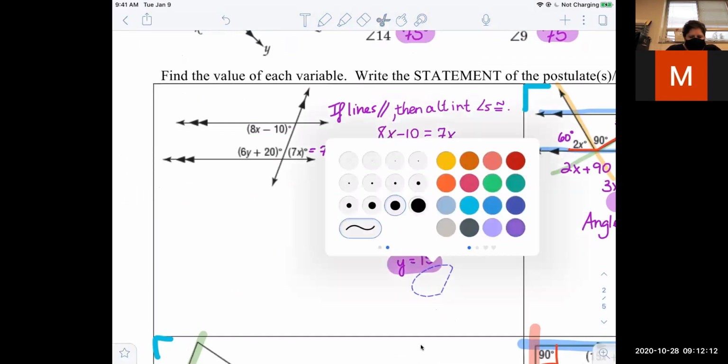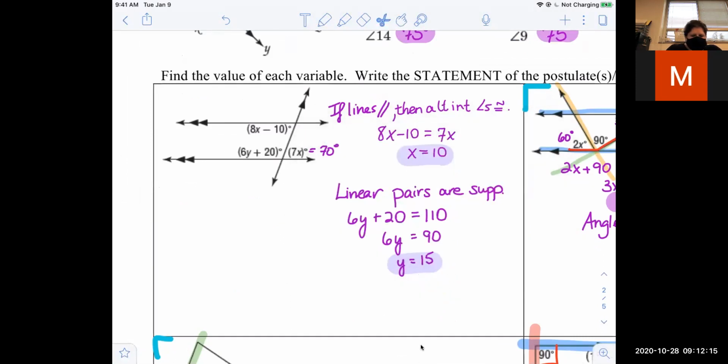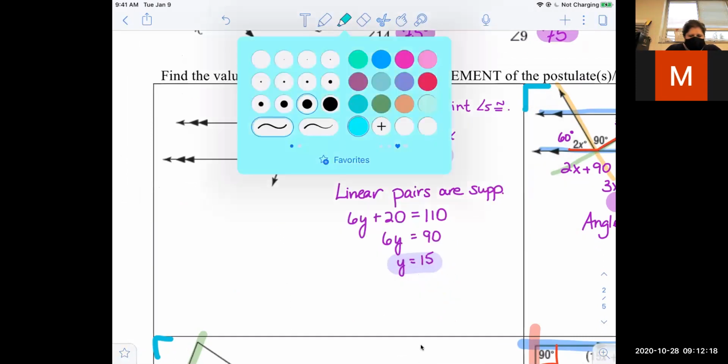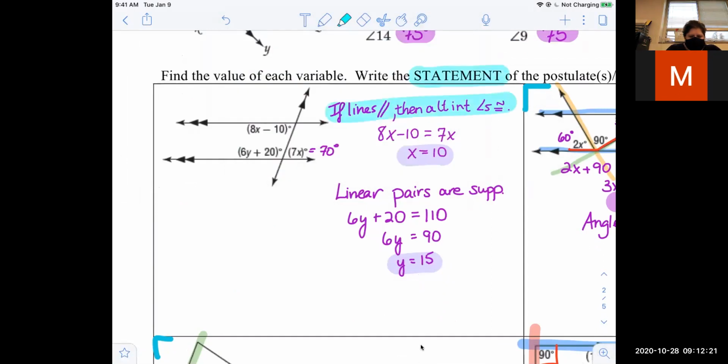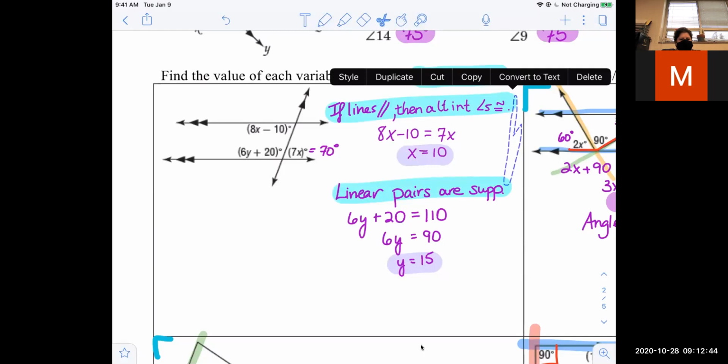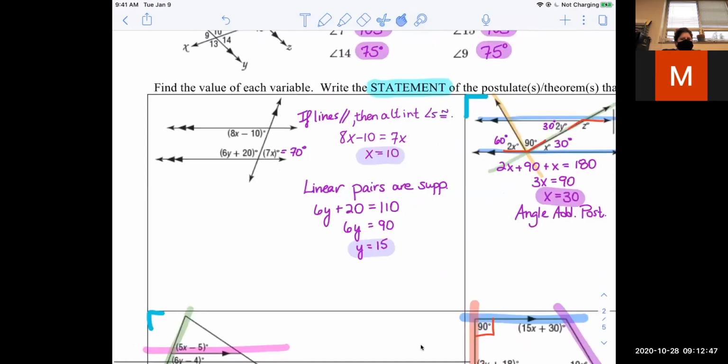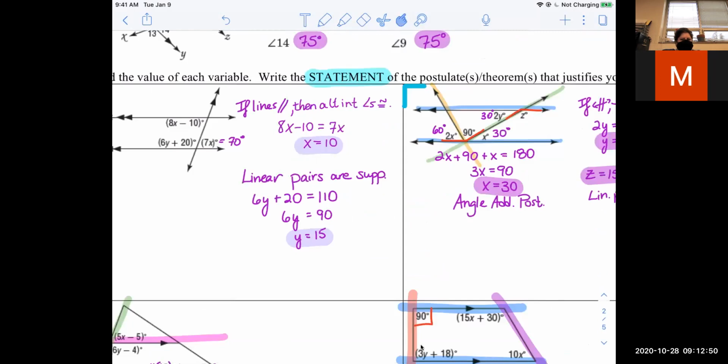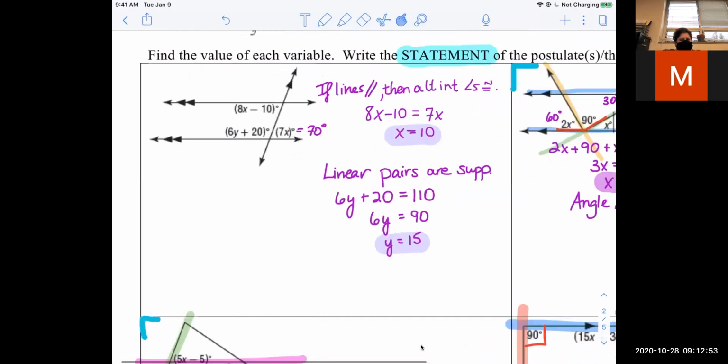Now, for these problems, you should be writing a statement. That's what I mean. Writing a statement is this. Okay, so linear pairs are supplementary, vertical angles are what? Congruent. And then all of the, if lines are parallel, then such and such, okay? All of those things are things you can be writing there. That is part of your answer, so you need to make sure you're writing those statements. Questions on the first one?